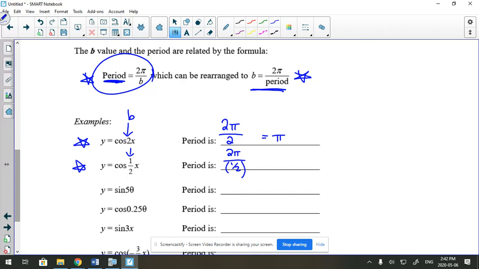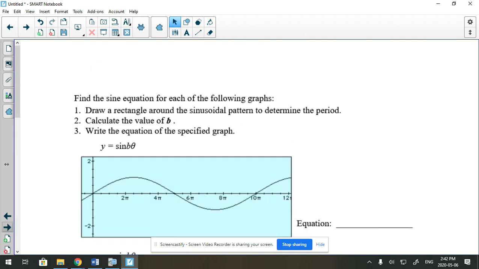So I'm just going to go 2 divided by a quarter, which is going to give me 4 pi. Basically, I'm just simplifying this portion of it and then sticking that pi on there so I have an exact value. You can go through the other examples on your own, but basically that's all you do. 2 pi divided by your b value tells you what your period is. So let's put this into use on the next page.